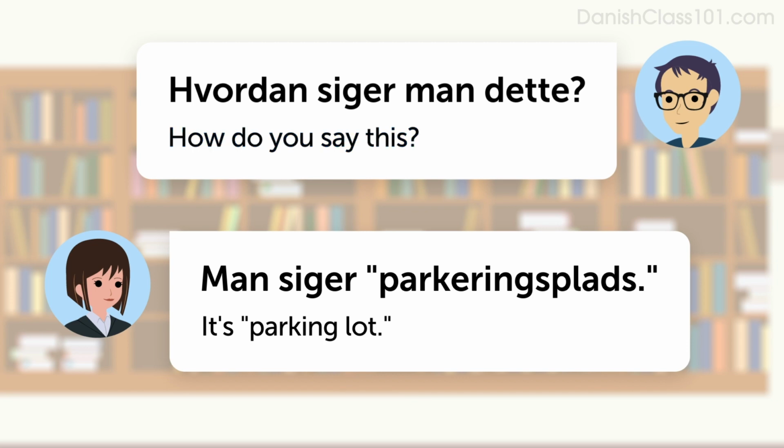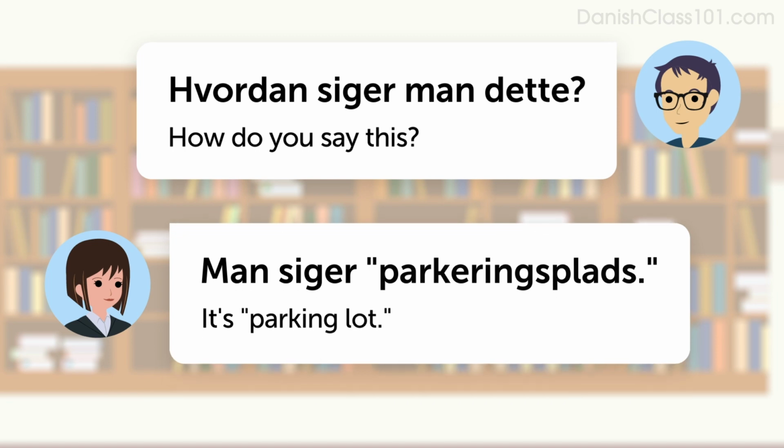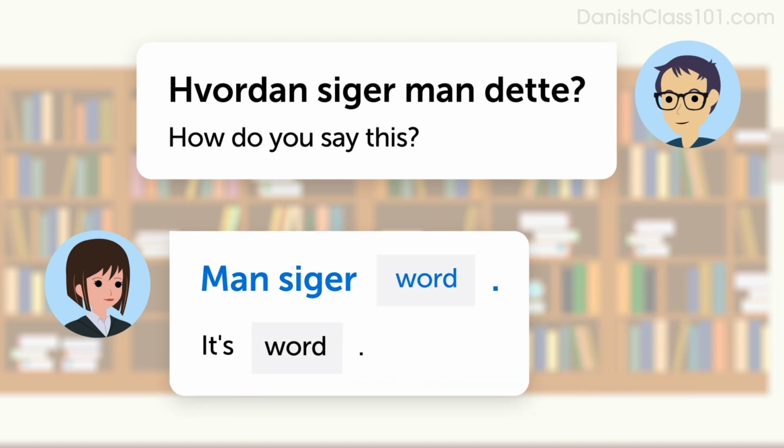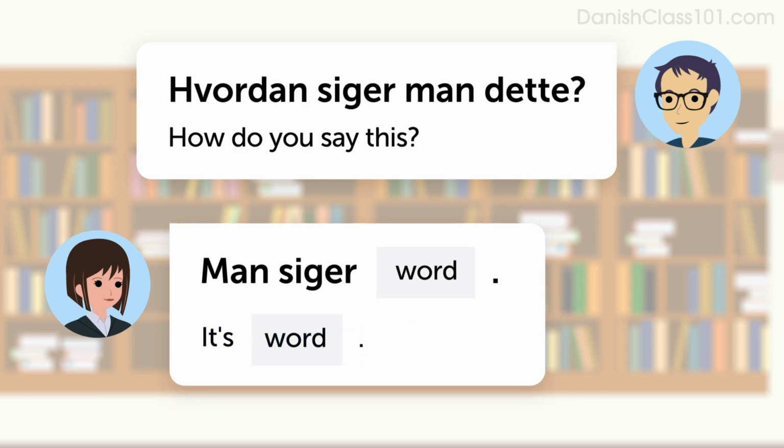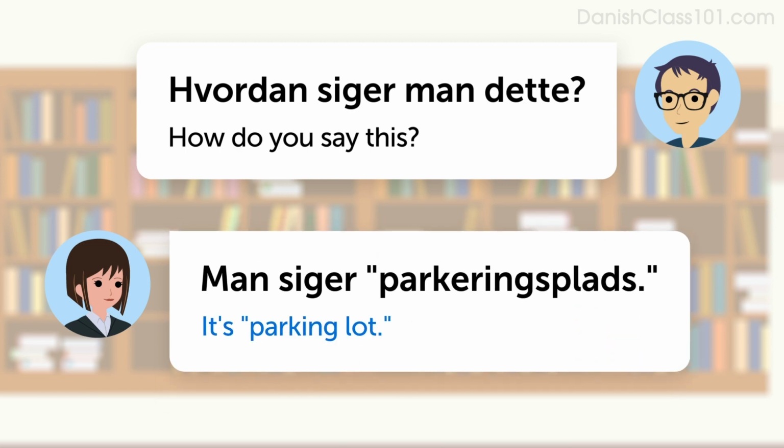Now, how do you answer this question? The pattern is Man siger, word. This Danish sentence literally translates into, one says word, but it means, it's word. For example, it's parking lot. Man siger parkeringsplads.